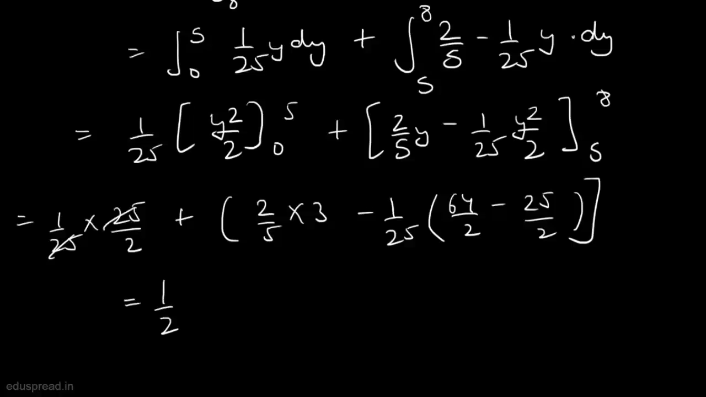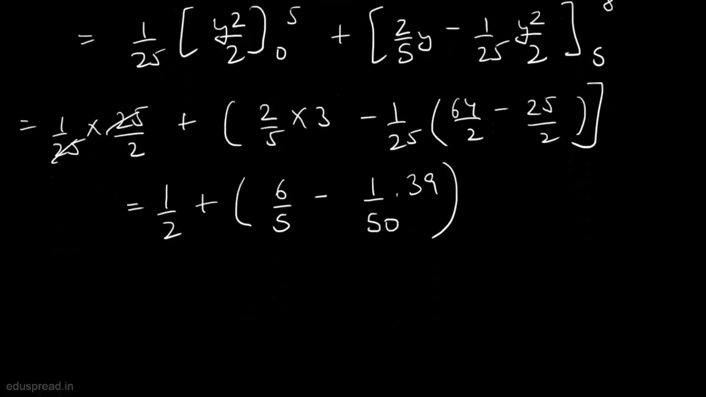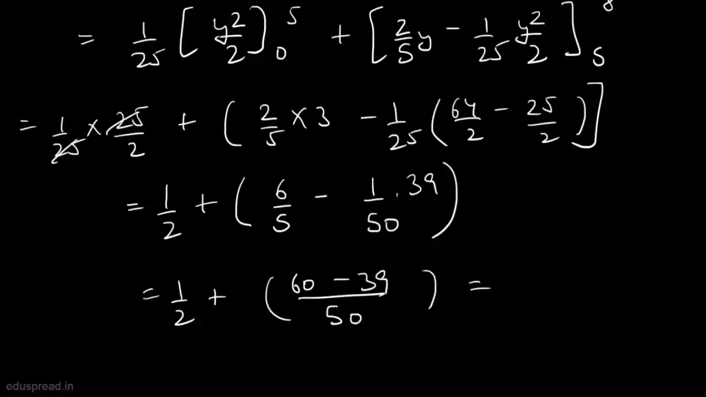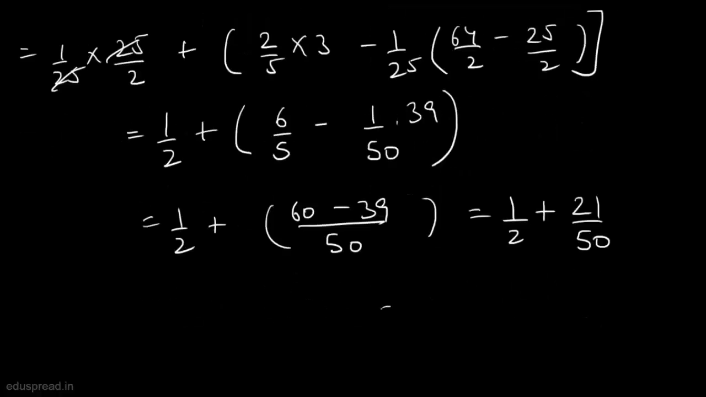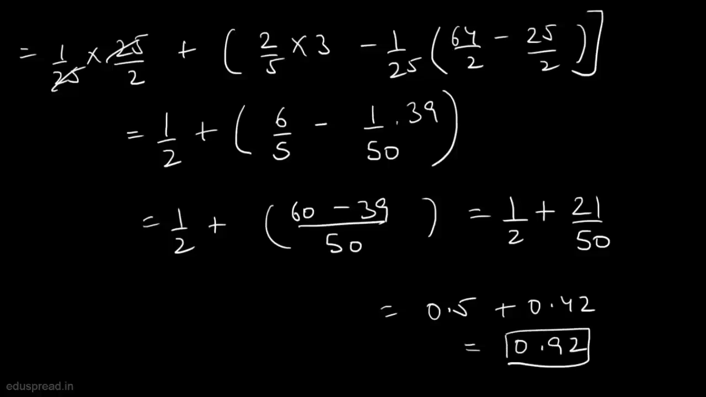This is equal to 1 divided by 2 plus 6 divided by 5 minus 1 divided by 50, and 64 minus 25 is 39. Solving this we get 1 divided by 2 plus 50 here, it's 60 minus 39, and this is equal to 1 divided by 2 plus 21 divided by 50, which is equal to 0.5 plus 0.42, and 0.92 is the answer. Now let's move to part E of this question.